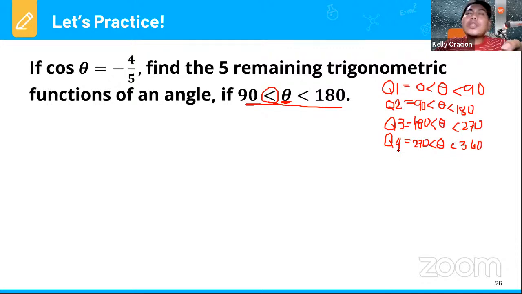You are so lucky because I provided this one already. So if cos theta is negative 4/5, find the 5 remaining trigonometric functions of an angle if theta is greater than 90 but less than 180. So this is located at quadrant 2. And take note of the signs of the remaining trigonometric functions if the angle is located at quadrant 2.